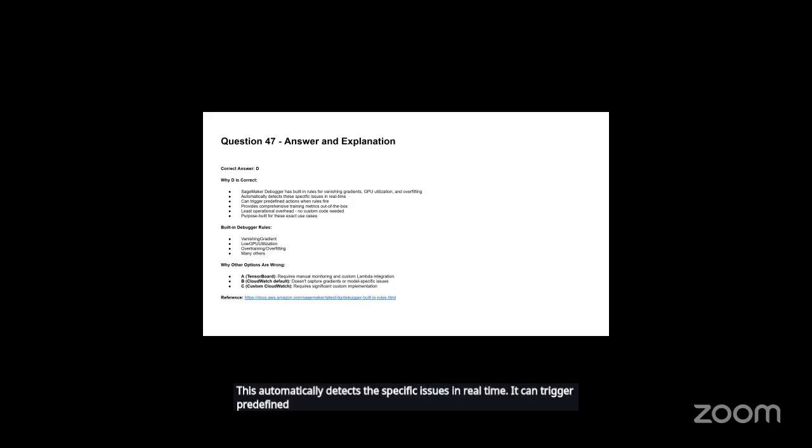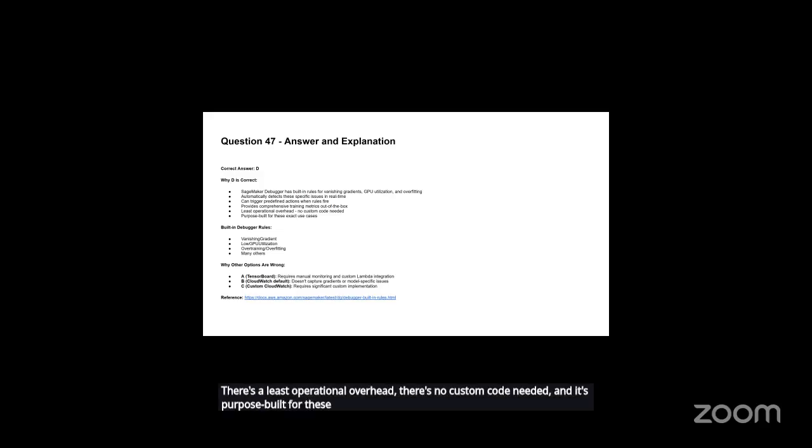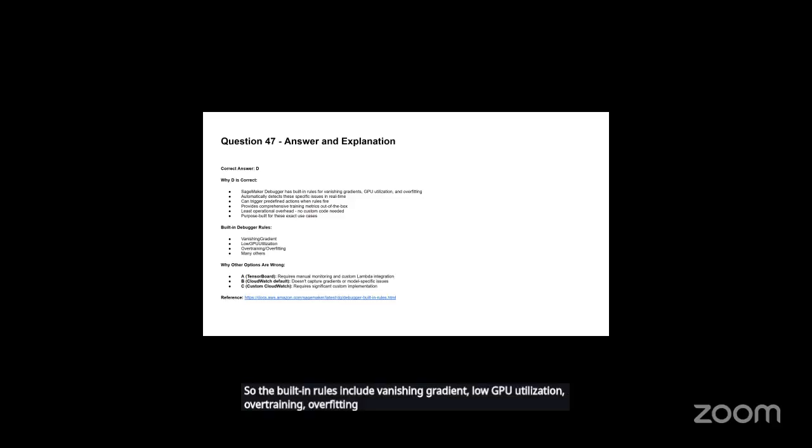This has built-in rules for vanishing gradients, GPU utilization, and overfitting. This automatically detects these specific issues in real time. It can trigger predefined actions when rules fire. It provides comprehensive training metrics out of the box. There's the least operational overhead. There's no custom code needed. And it's purpose-built for these exact use cases. So the built-in rules include vanishing gradient, low GPU utilization, overtraining, overfitting, and others.